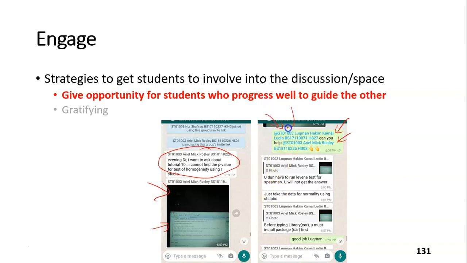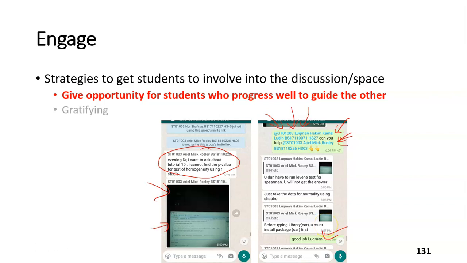Just tag them. Okay, WhatsApp has a very good feature to tag each of the students and ask them to help. Rather than just posting and asking if anyone can help, just assign these questions. Assign the students to help their friends, their classmates. So as you can see, I just did this, then I just said good job, my job is done. So this is how you can encourage this kind of interaction.